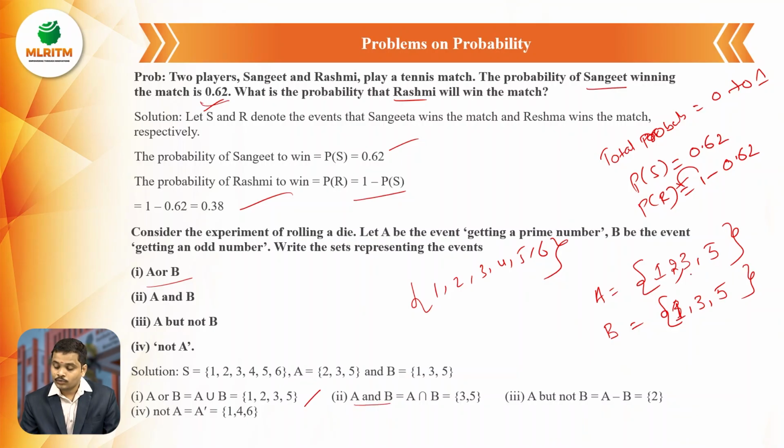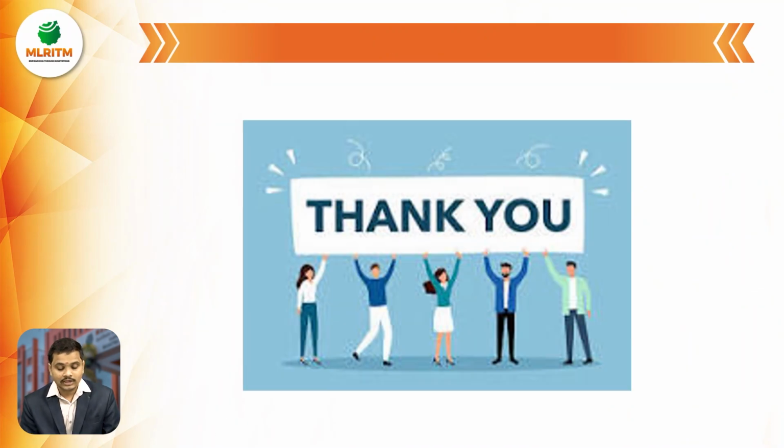And A intersection B: here 3, 5 are the common events. A but not B is A minus B, and not A means A bar, which is whatever the other events are. This is the problems on probability. Thank you.